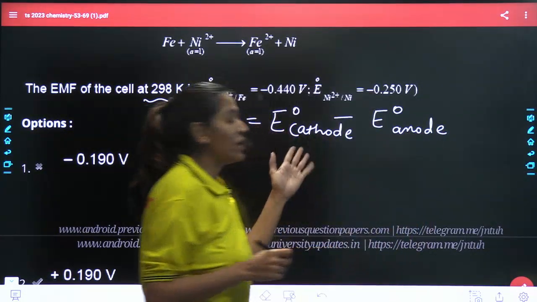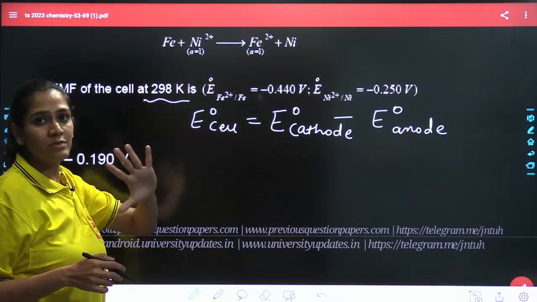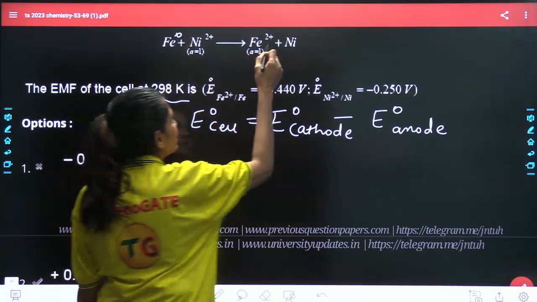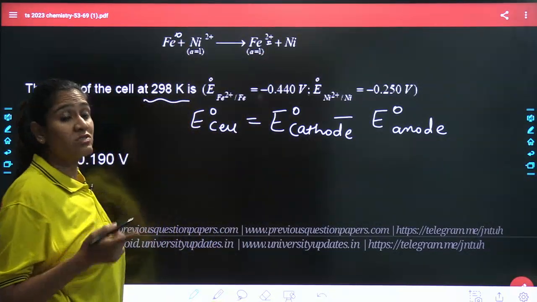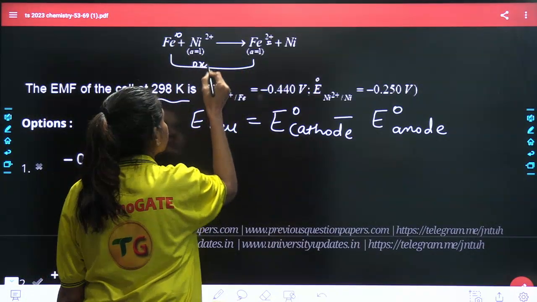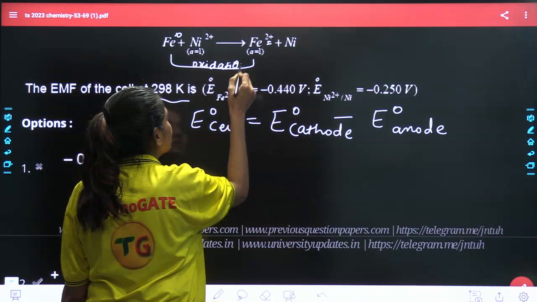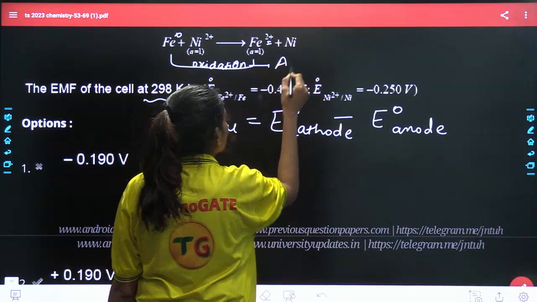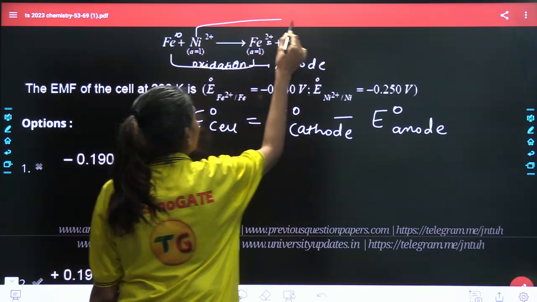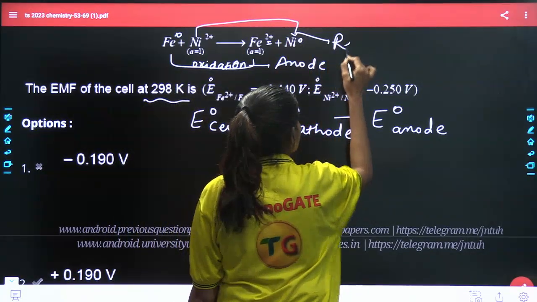Now cathode is where reduction takes place. Now see which of the two atoms is getting reduced. Here its oxidation state is 0, here it is +2. It is getting oxidized. Okay, what is happening over here? Oxidation. And oxidation takes place at anode, right? And here Ni+2 and here its oxidation number is 0. So here reduction.